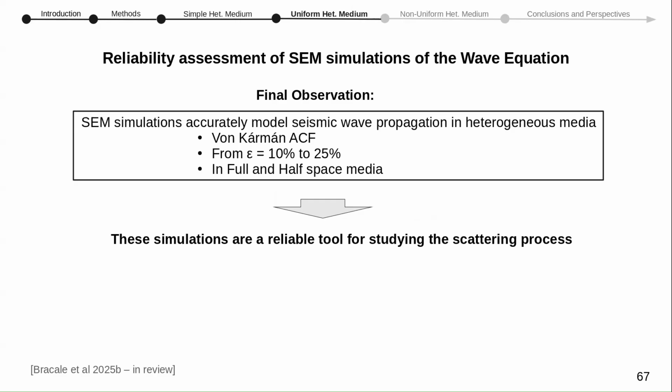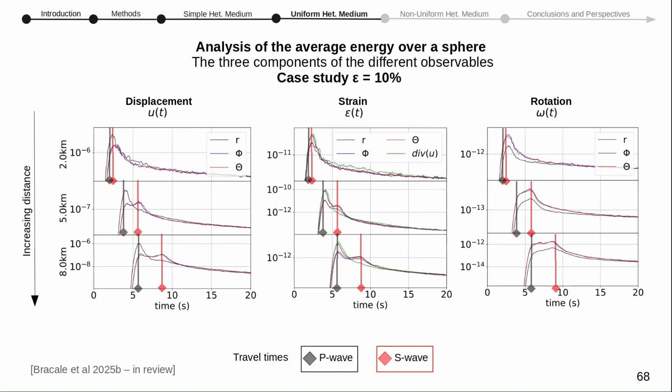Now, before we move to the non-uniform heterogeneous medium, I would like to show another observation, which is the fact that when we analyze the average energy of the three components, radial and two transverse, of the displacement, strain, and rotation at increasing distance from the source, the dynamic seems to be partially different. For instance, in the displacement field, we observe that depolarization, which is the phenomenon in which the energy envelopes of the three components overlap, occurs after the arrival of S waves.